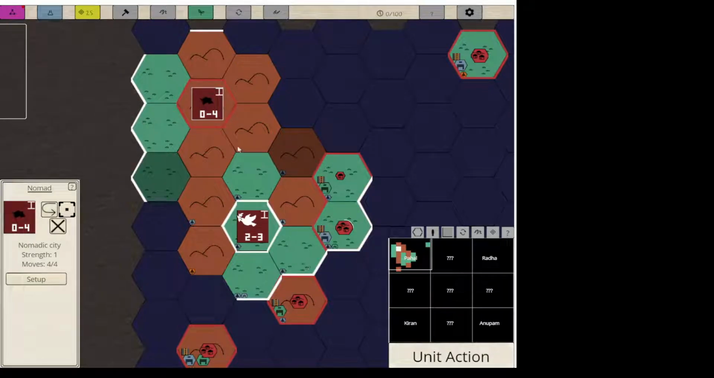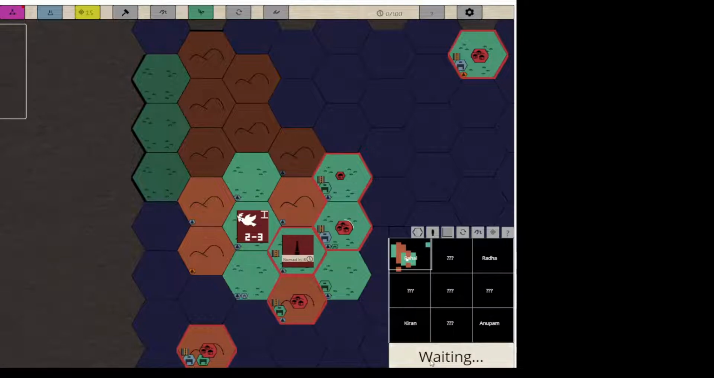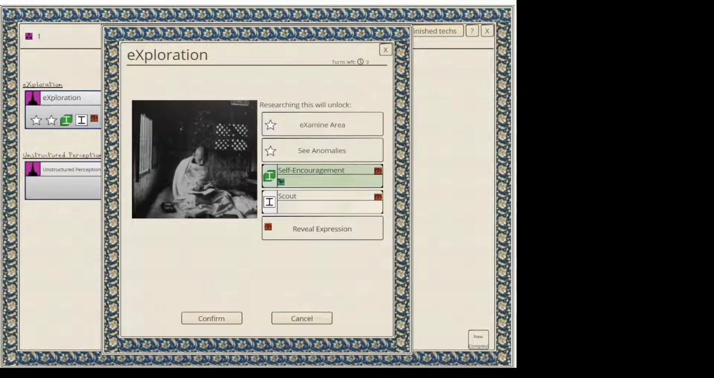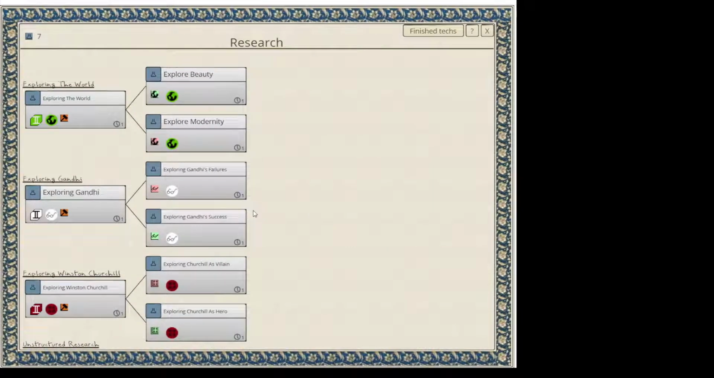So right now what I'm going to do is I'm just going to set up the city, which is currently nomadic, right next to both of these camps and end the turn. So now it's just choosing technology. This is fairly standard right now. There's some things that come up later.